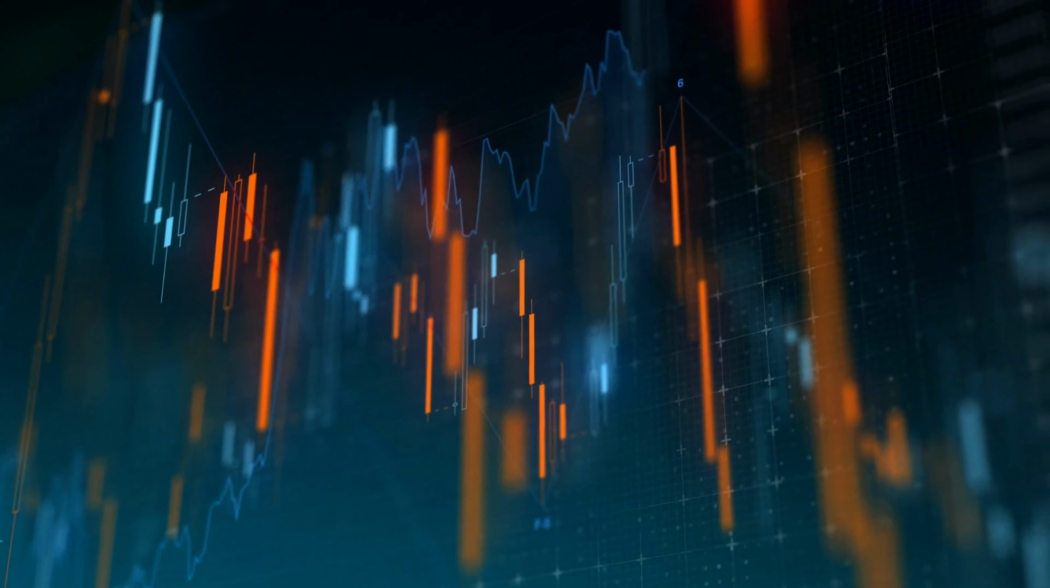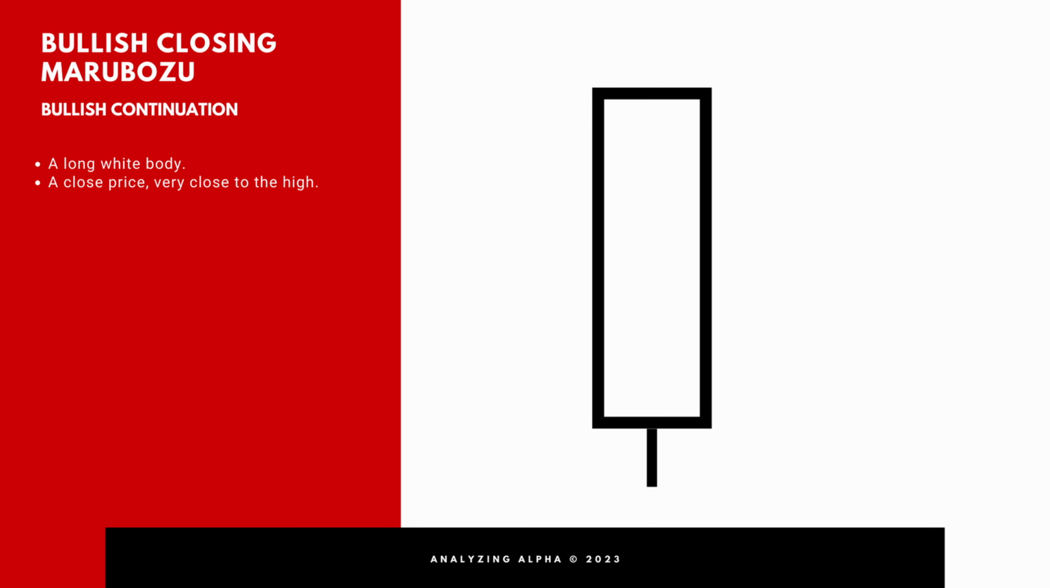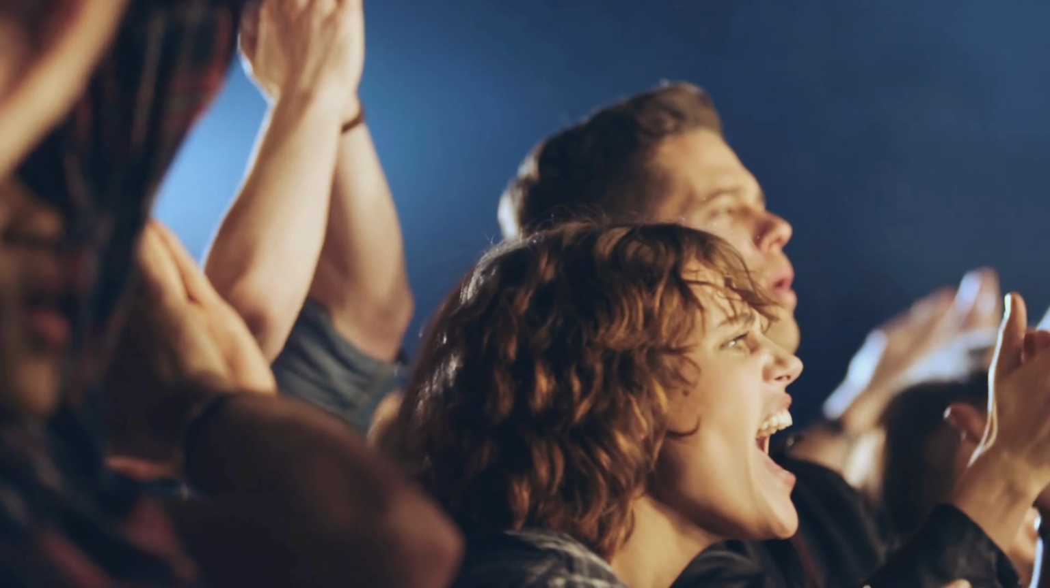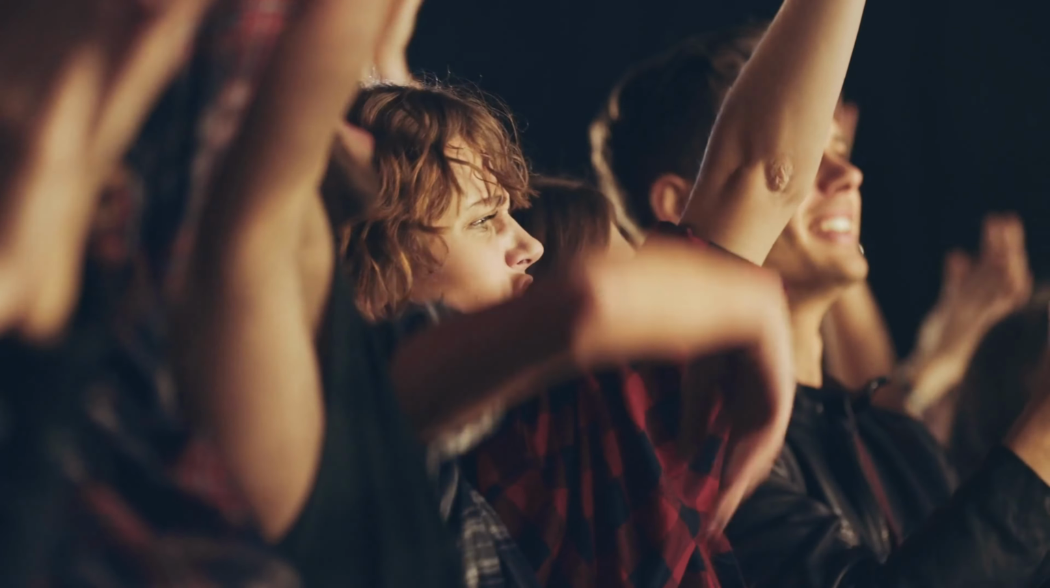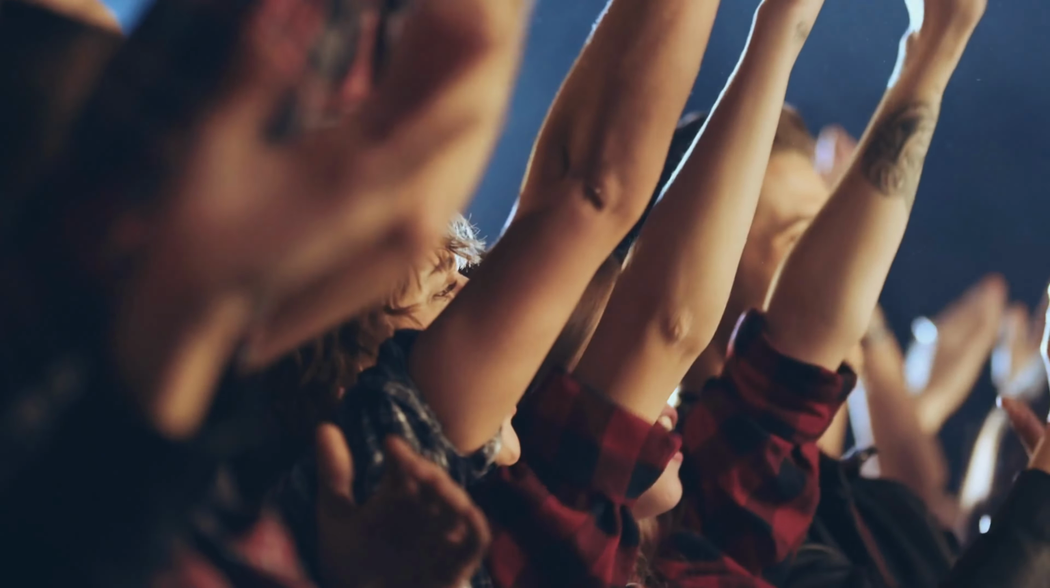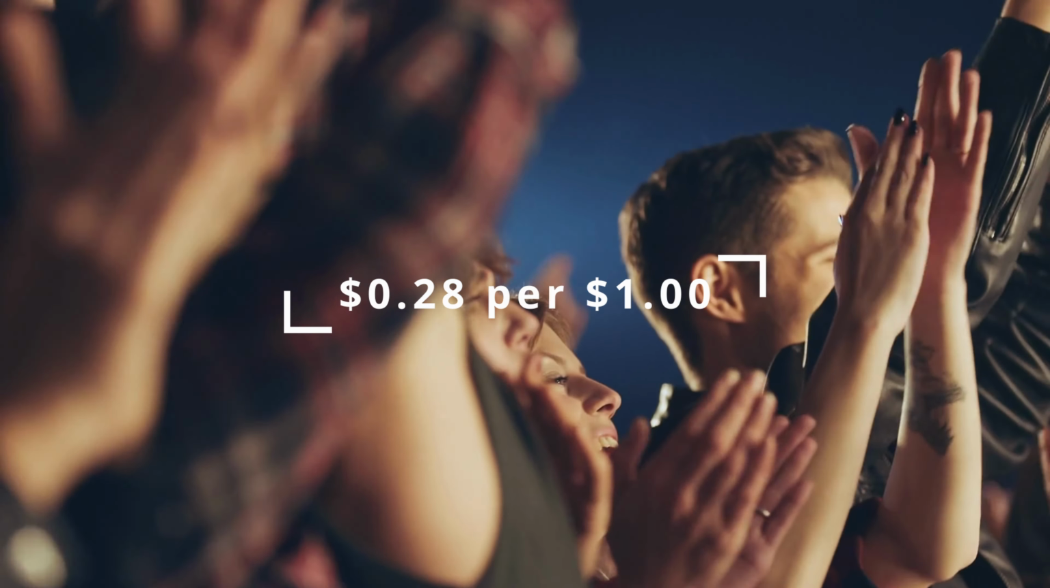So let's take a look at our very first candlestick pattern, the bullish closing Marubozu. It is a single bar pattern with a long bullish or white body with a closed price that's very close to the high. And traders traditionally expect this pattern to continue the bullish trend. And in fact, in the stock market, they're correct. Minus frictions, which are fees, slippage, etc., and this goes for all of the backtested results, traders on average will make 28 cents per dollar risked.